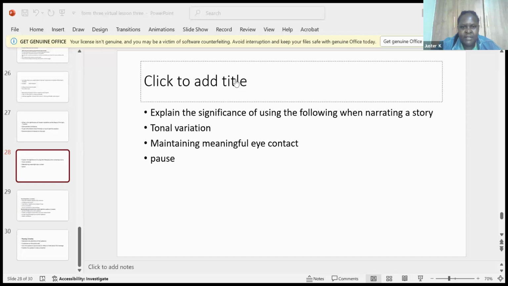Can we hear from this other one? Mwalimu, I think that maintaining meaningful eye contact shows that one is concentrating in whatever is being narrated. Yes, shows concentration. Are you implying maybe showing attentiveness, showing you are listening keenly? Attentiveness, yes, Mwalimu. Okay, thank you. We hear from somebody else.